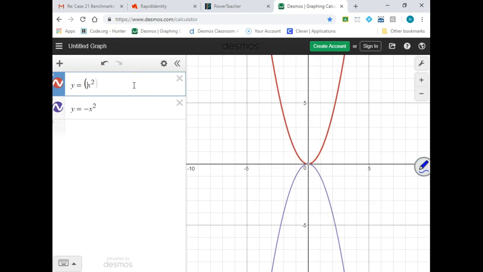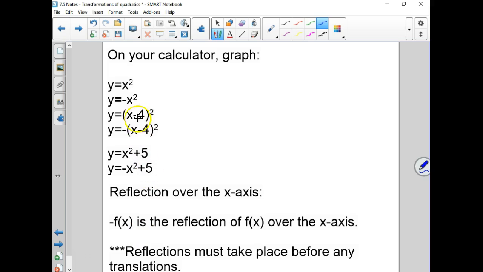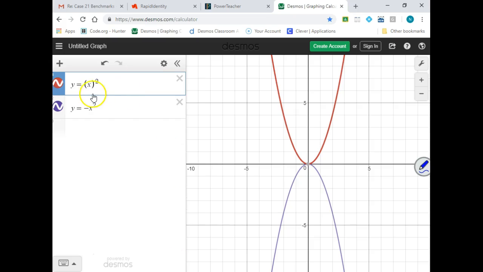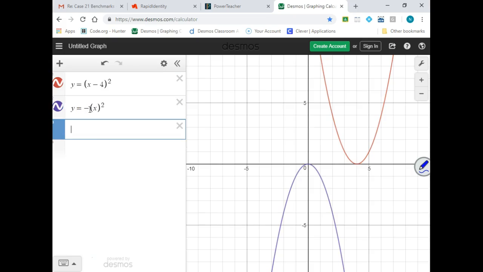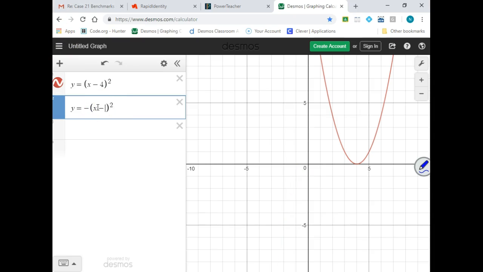In a similar fashion, if I had something like we see here, x minus 4 squared, see how that moves to the right 4. If I type here negative x minus 4 squared, now see that that graph also is flipped over the x-axis.